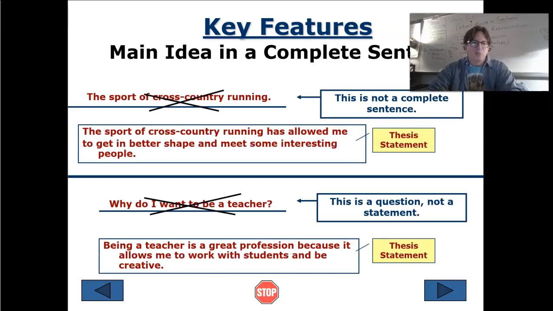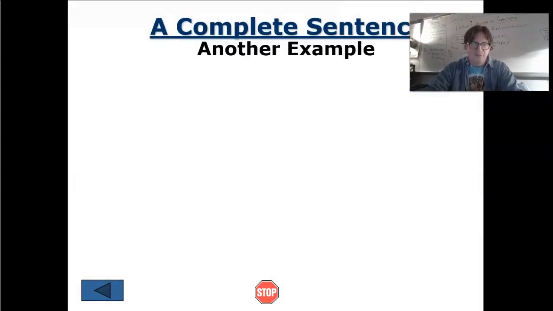So like the sport of cross-country running. This is not a complete sentence. It's a topic. Instead, the sport of cross-country running has allowed me to get in better shape and meet some interesting people. Awesome. Why do I want to be a teacher? This is a question, not a statement. Being a teacher is a great profession because it allows me to work with students and be creative. That's a thesis statement.